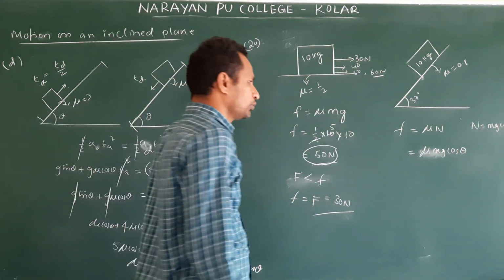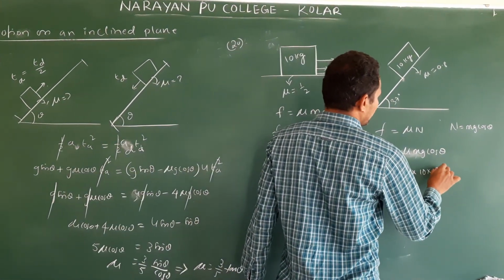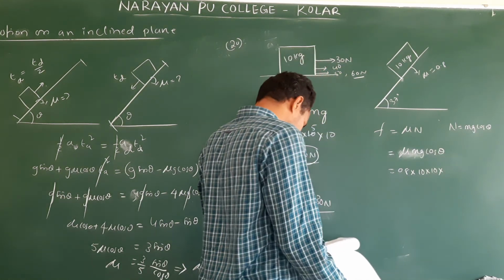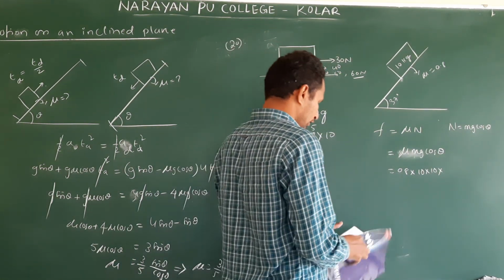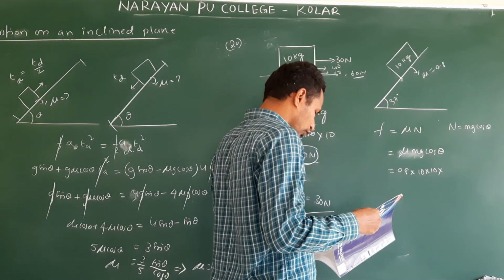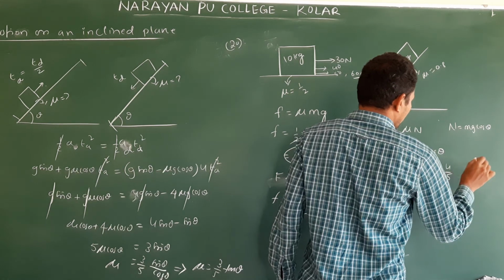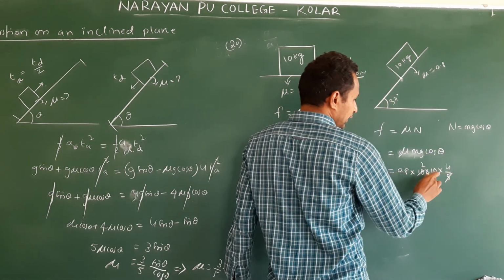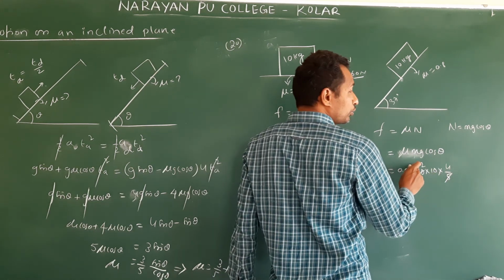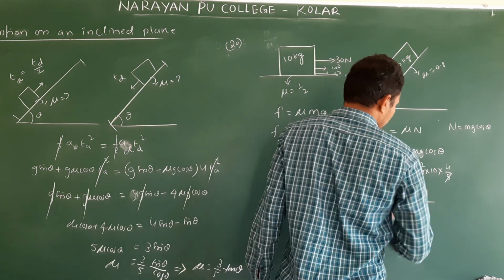Clear? So now 0.8 into, what is the mass? 10 into 10 cos 37. What did they give for cos 37? 4 by 5. So 5 ones are 5, 5 twos are 10, so 8 into 2 is 16, 16 into 4 is 64 Newton.